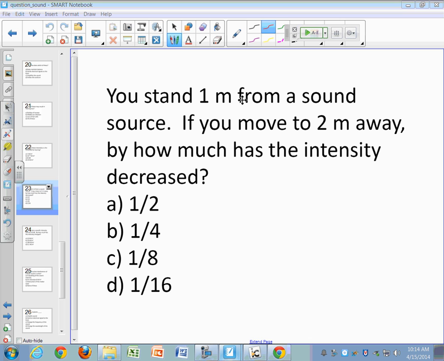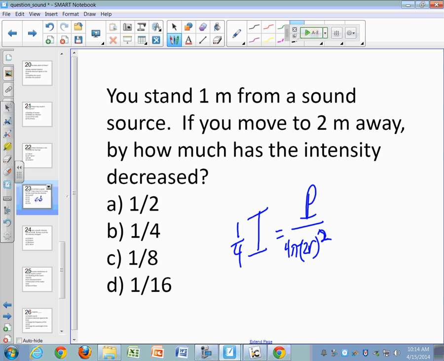All right, remember, our intensity is equal to P over area. That's P over 4 pi r squared. So if I increase r by a factor of 2, since it's squared, that means I'm going to decrease my intensity by a factor of 4. If I increase it by a factor of 3, I decrease the intensity by a factor of what? 9, 4, 16. It's squared. It's an inverse square.